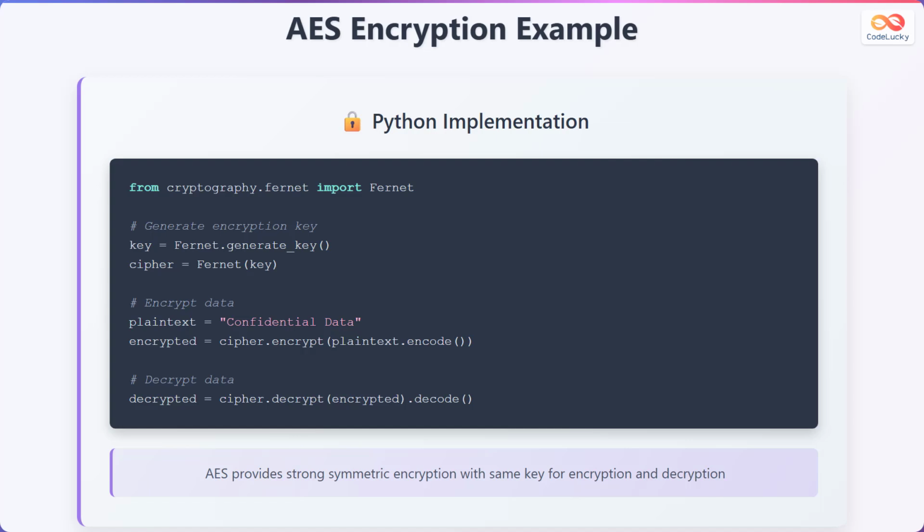To encrypt data, the plaintext message is first encoded into bytes, then passed through the cipher.encrypt method. The resulting encrypted data appears as seemingly random bytes, completely unreadable without the proper key. Decryption reverses this process. The encrypted data is passed through cipher.decrypt, then decoded back to readable text. AES provides strong security guarantees when implemented correctly, making it suitable for protecting sensitive information in production systems.